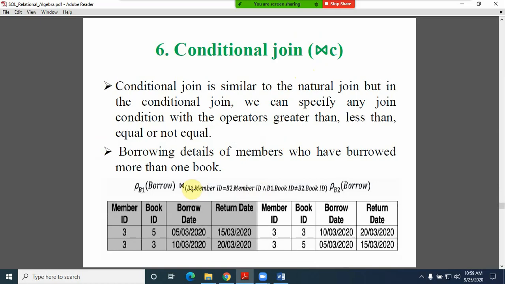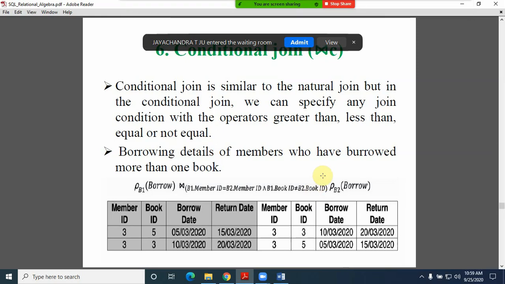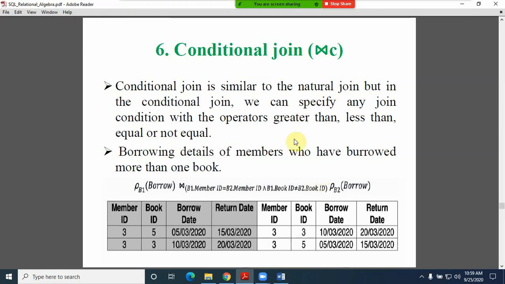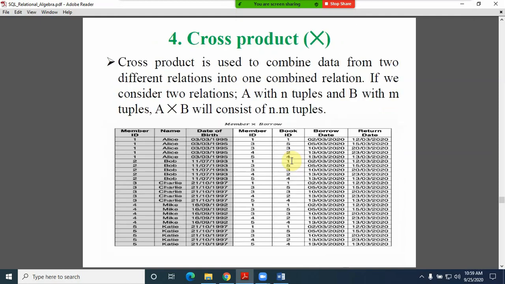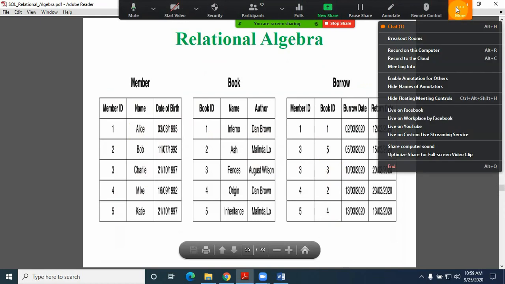So meaning to say that member ID must be mapped. Why are you mapping member ID? At least the member should have taken one book. And after equating that, what we are doing is b1 dot book id not equal to b2 dot book id. So here what we are trying to get is the book id and the b2. So b1 means what, friends? Actually the first member. b1 is the member alias name we are using, b1 dot book id. So here we are taking book id not equal to b2 dot book id.